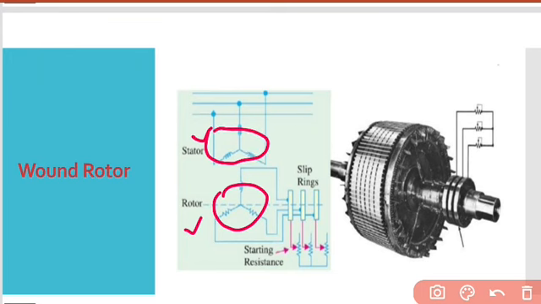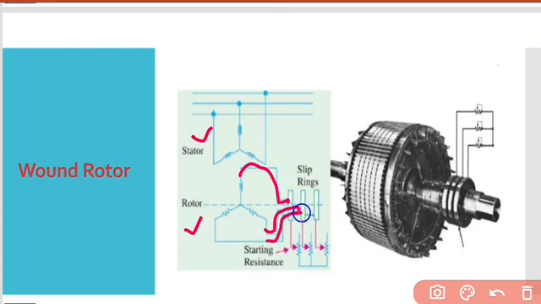The rotor terminals are connected to three slip rings which turn with the rotor. These are the three slip rings with which the rotor winding is connected. You can see three slip rings connected with the three windings. The slip rings allow external resistors to be connected in series with the winding. These are the external resistors. You can see these things in this picture as well, so you can understand it better.